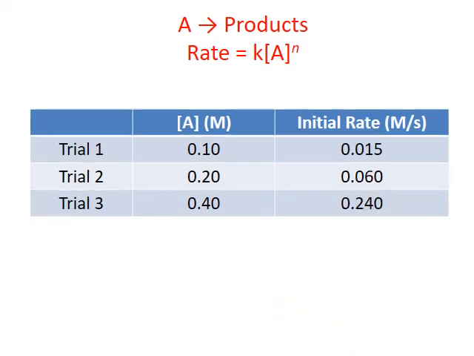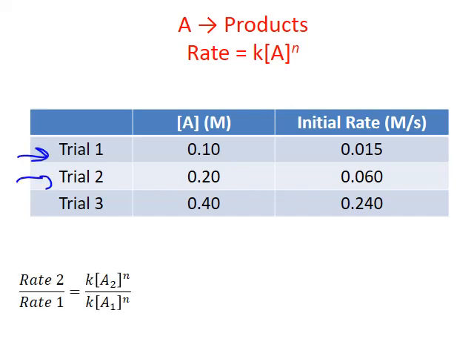So let's look at one last example. And as you might guess, this is going to be our second order reaction. So again, we have three trials, but we only really need to compare two of them. Each of these trials has initial concentrations 0.1, 0.2, and 0.4, and initial rates that are measured. So we're going to be consistent and take trial 1 and trial 2 again and compare those.